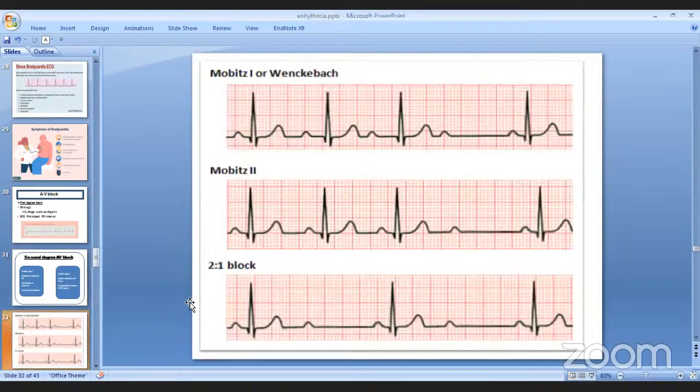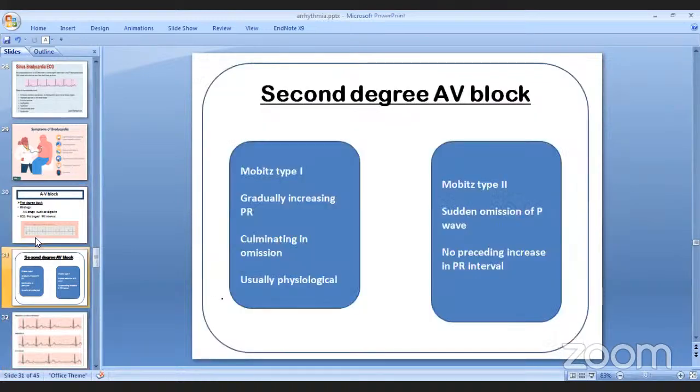In this type 1, the PR interval increases gradually. Then the PR interval increases again in this one. And then here, this is the P wave, and there is no QRS complex. So the PR interval increases, and finally the QRS complex is omitted. This is what we call Mobitz 1 or Wenckebach phenomenon. Remember all these names, because in NMC anything can be asked. It's not okay to forget the names for NMC, because anything can be asked.